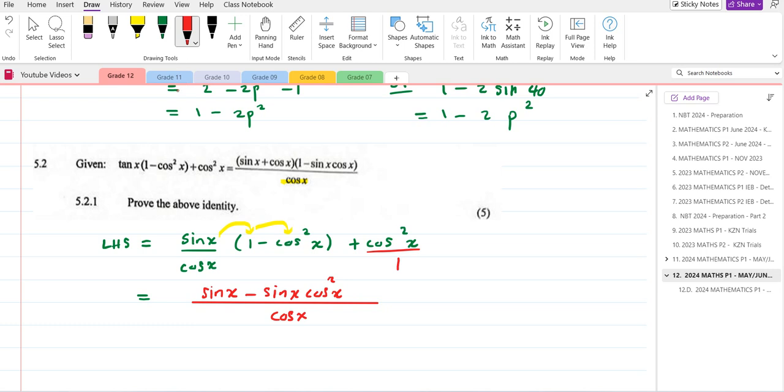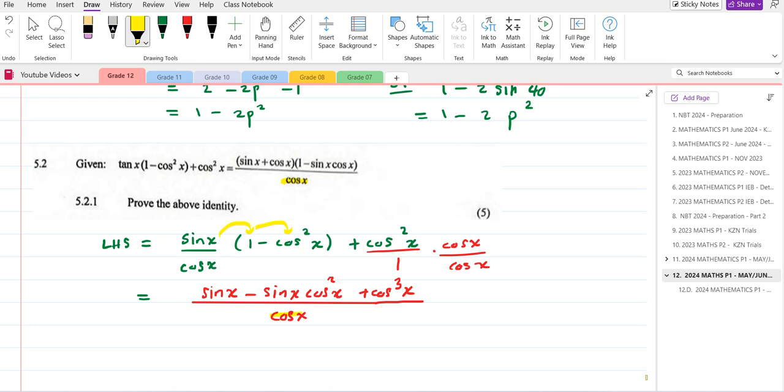And for the second part, I'm going to have plus cos cubed x. Why? Because I'm multiplying by cos x over cos x. Now I've got the LCD, the same LCD as this one. Now we've got to play around with this to get it into that form. So we got sine x plus cos x into 1 minus sine x cos x.